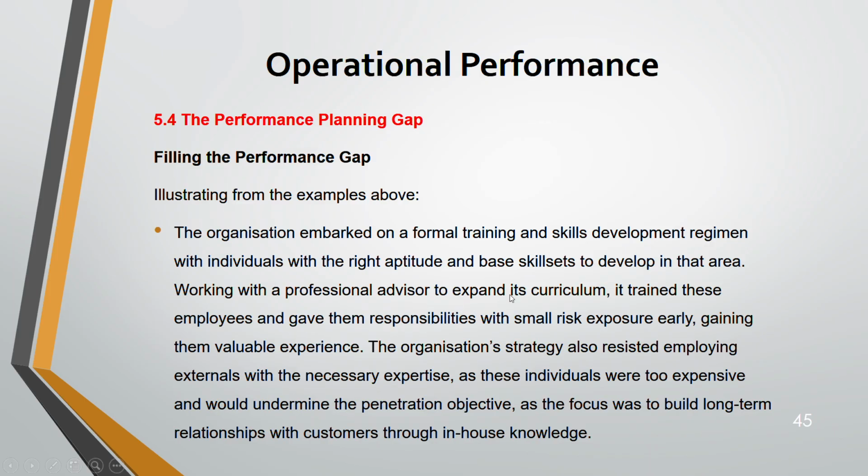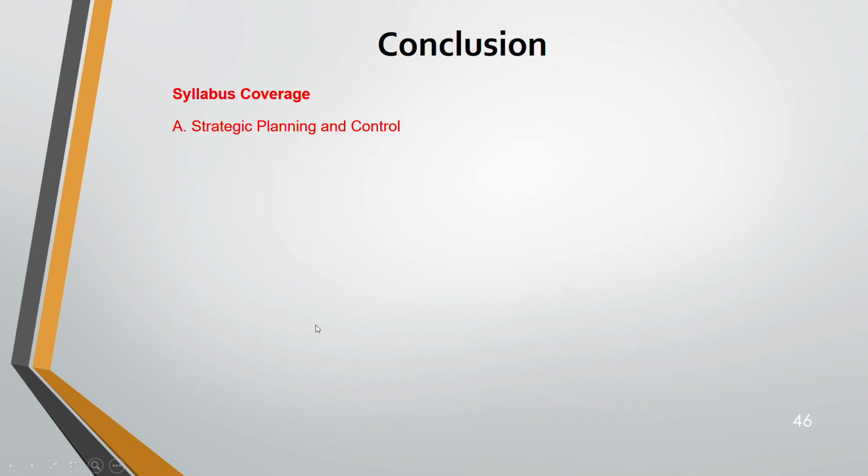Also, the strategy resisted employing externals. So the organization's strategy is such that you do not want to employ externals with this expertise. Why? Because they are very expensive. So the focus is to build a long-term relationship with customers through in-house knowledge rather than buying external people. So that's it for this lecture.